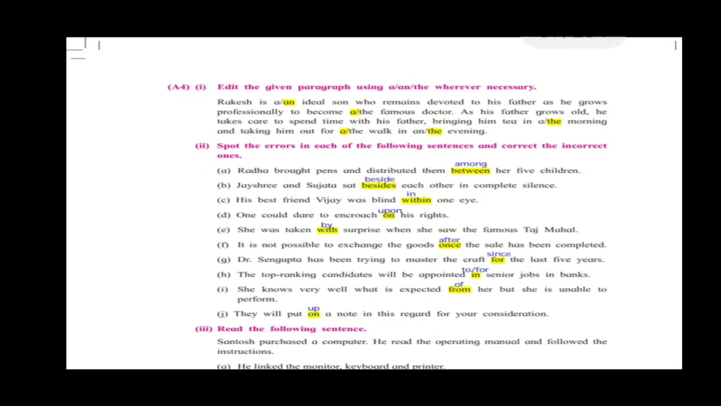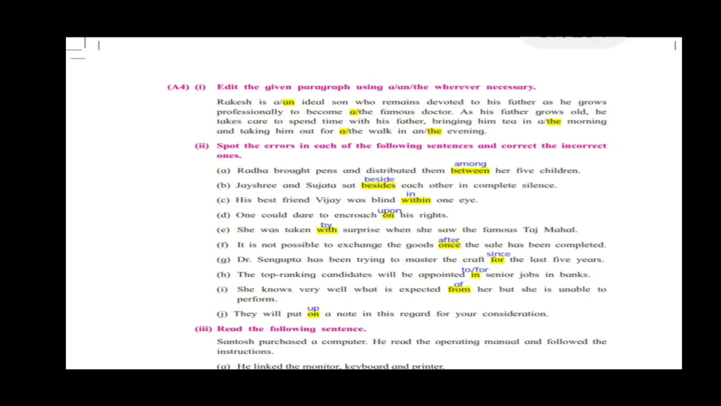Now edit the given paragraph using a and the wherever necessary. That means you have to use the necessary articles. Rakesh is an ideal son, not a. Rakesh is an ideal son who remains devoted to his father as he grows professionally to become a famous doctor, not the famous doctor, to become a famous doctor. As his father grows old, he takes care to spend time with his father, bringing him tea in the morning and taking him out for a walk, not the walk, for a walk in the evening. Okay, so these are some of the necessary articles where you have to use it.